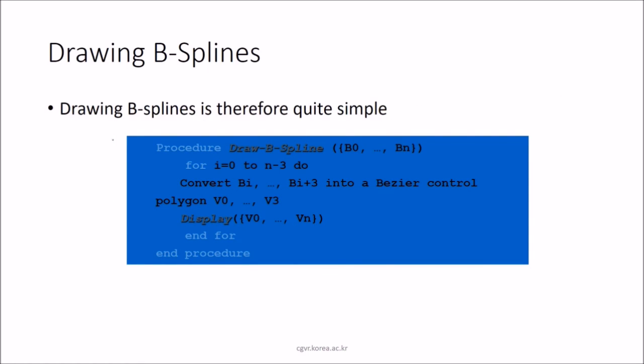How to draw B-splines? Drawing a B-spline is therefore quite simple. This is pseudocode for how we are going to draw the B-splines. We convert from i to n-1, B_i to B_i,3 into a Bezier control polygon, and then we display them.